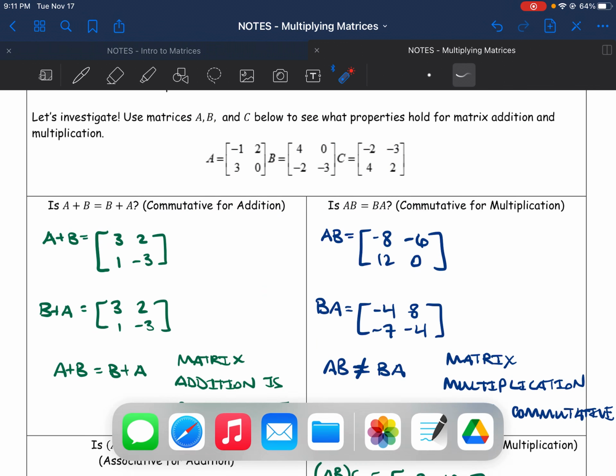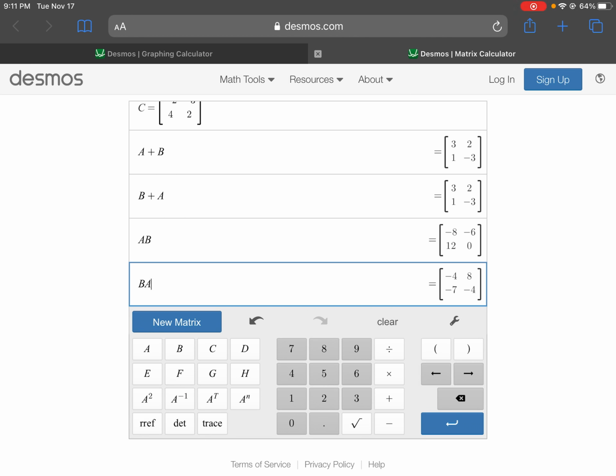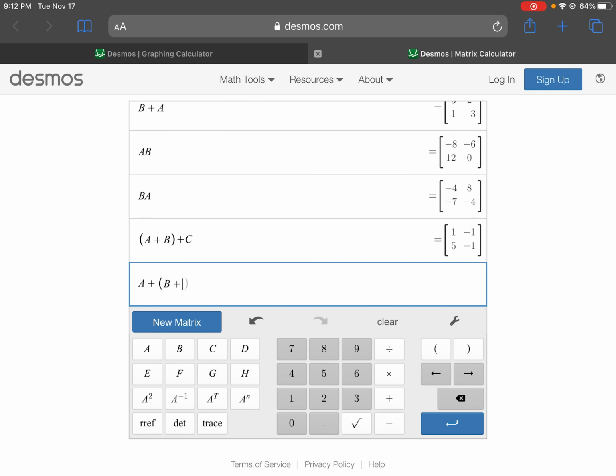So again, back to Desmos. And having saved A, B, and C in Desmos is saving us a lot of time. So we're going to check A plus B, then plus C. Notice we get 1, negative 1, 5, negative 1. And now let's check A plus, and then parentheses, B plus C. And notice that we get the exact same matrix, 1, negative 1, 5, negative 1. So this is strongly suggesting that matrix addition is going to be associative.